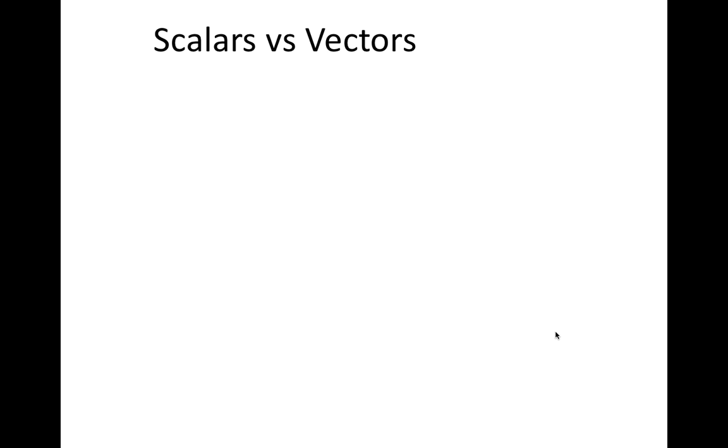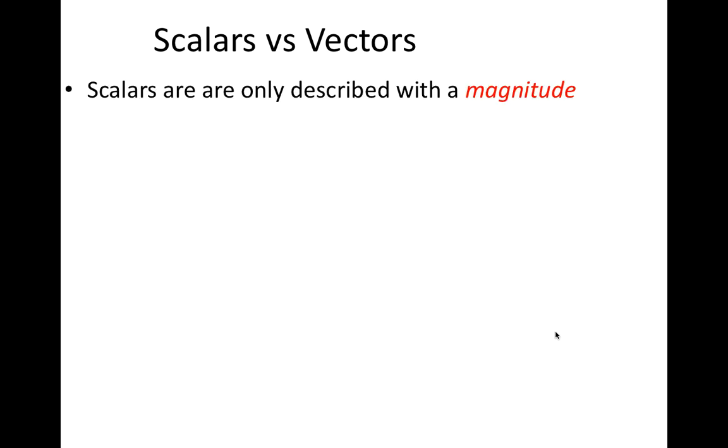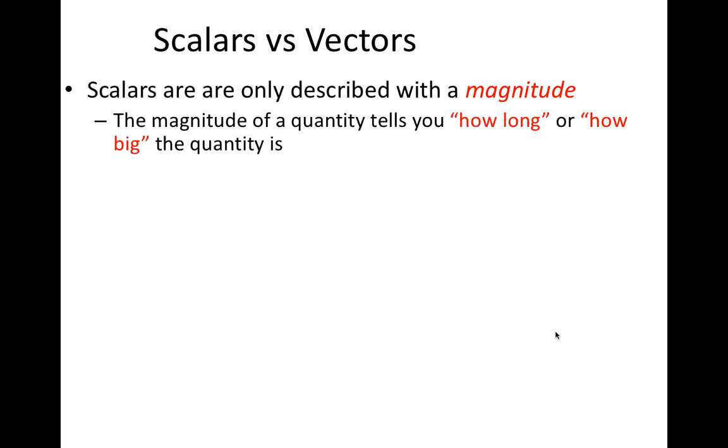Speed and velocity are related quantities that can be categorized as scalars and vectors, respectively. All quantities that we're going to discuss this year can be categorized as either scalars or vectors. A scalar is a quantity that we can describe fully by describing its magnitude. And the magnitude of an object describes how long or how big the quantity is.